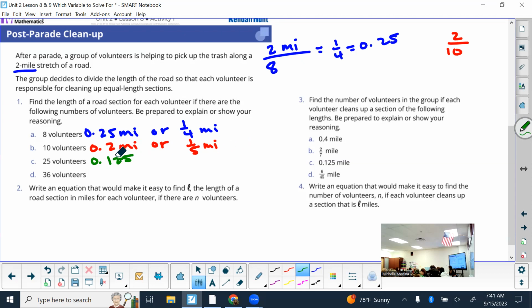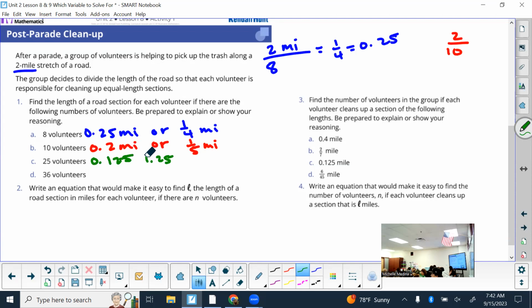$1.25? Not. Well, think about that, like, would that answer make sense? If I have 2 miles total, should each of my 25 volunteers do a mile, more than a mile? Okay, we'll put that in the calculator right now.